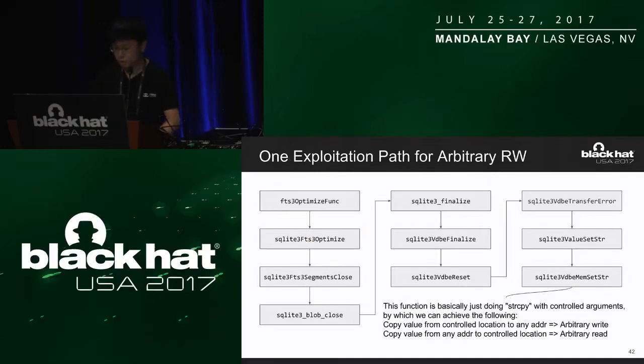So on this diagram, it demonstrates one path for upstream rewrite primitive. In the last function, it is SQLite3 VDBE mem set string. This function is basically just doing string copy with controlled source and destination. By using this function, if we just copy data from some controlled location to any other address, it is just doing memory write. On the other hand, if we use this function to copy data from any other address to some controlled location that we can read back, it is just doing memory read.